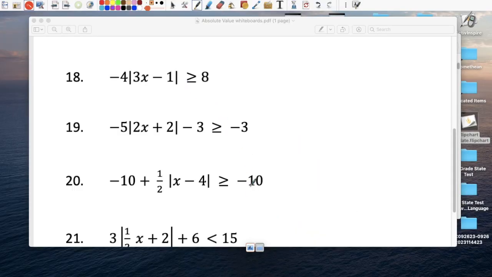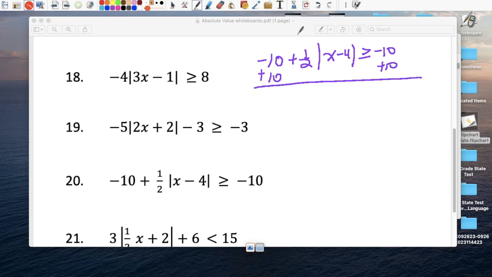Where am I? 20? No, 10. 20. -10 plus the absolute value of a half x minus 4 greater or equal to -10. First things first, let's add 10 to this side. Let's add 10 to this side. If this goes away, we're left with the absolute value of half x minus 4 greater than or equal to 0. We can multiply both sides by 2, which gets rid of this. And we're finally left with the absolute value of x minus 4 greater or equal to 0.